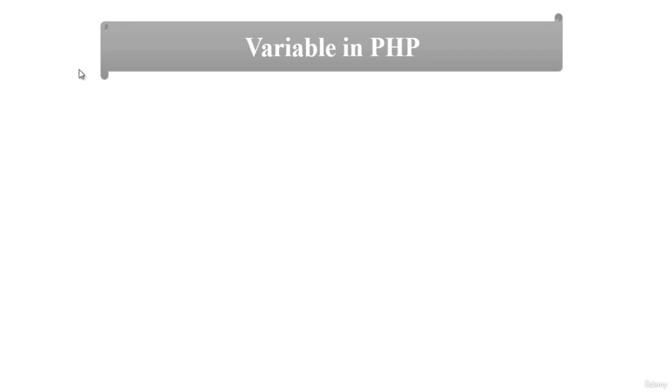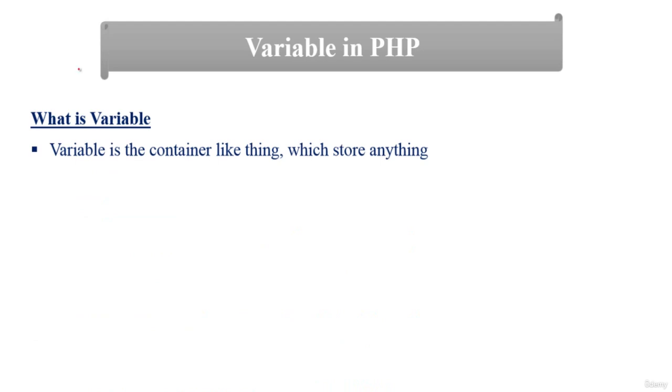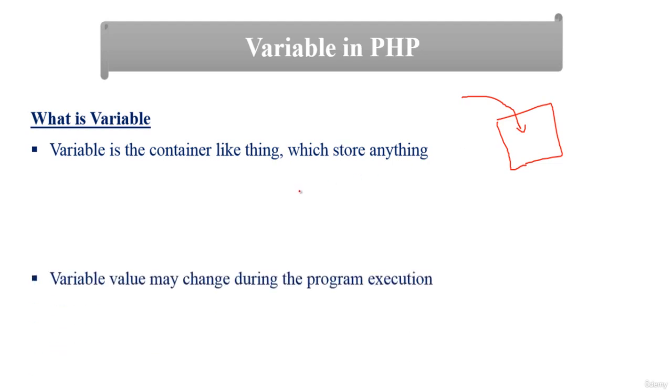Hi guys, in this class we will discuss what a variable is. A variable is a container-like thing which stores anything. For example, this is a container and we say that this is a variable. We can store any data in it, for example integer, number, alphanumeric, any numeric string, or boolean value. We can store any type of data in a variable because it works like a container in which we store anything.